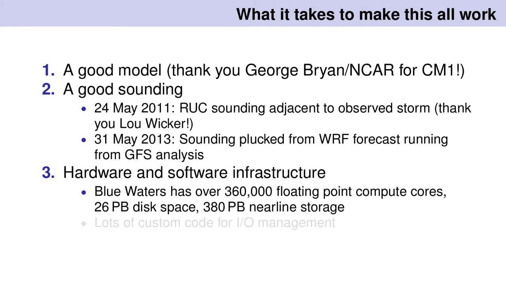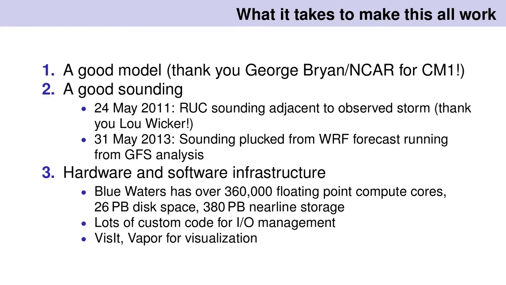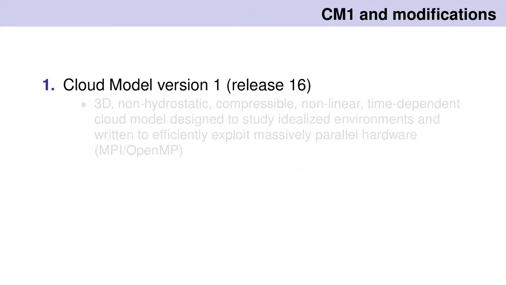You also need to have the hardware and the software. So all these things have to come together. Blue Waters is a very nice machine. It's got very good, you can see all the cores it has and the disk space. I had to write some code to manage data. In fact, I've spent most of my time doing data management, not science. This is hopefully going to change. And then you need tools to visualize the data, because supercells are inherently three-dimensional, and you really need good three-dimensional visualization tools. VisIt and VAPOR have been absolutely essential in this work.